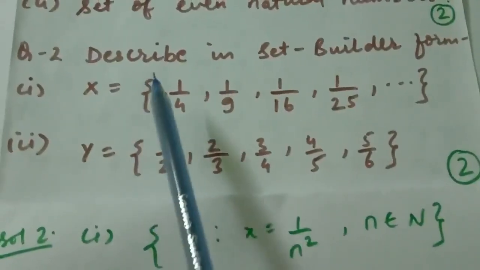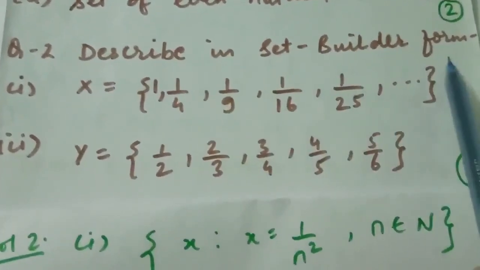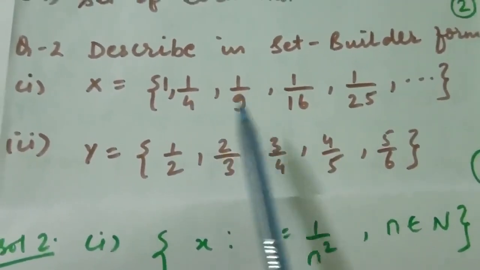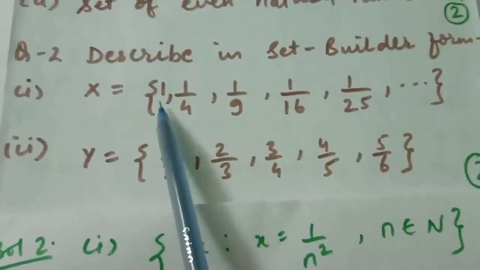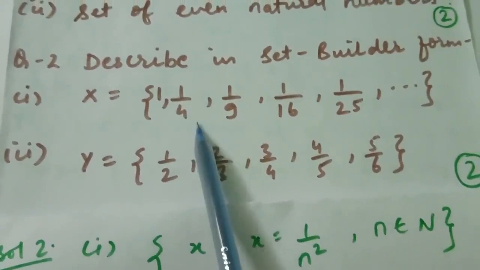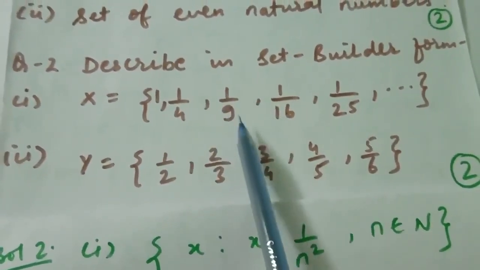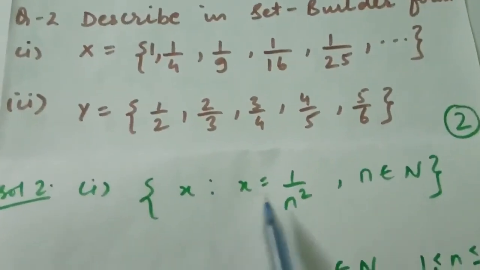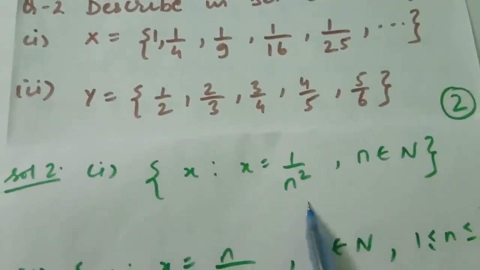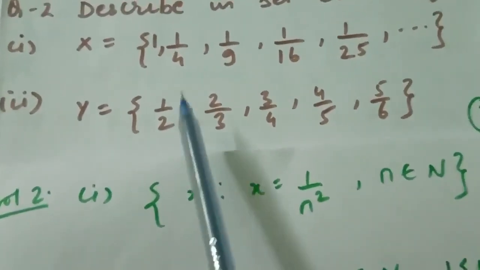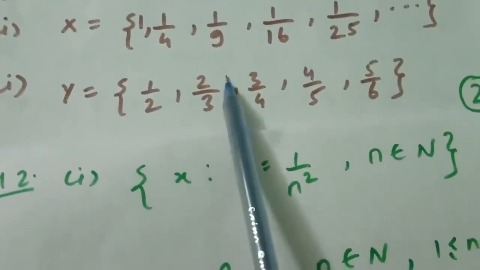Now question second is describe in set builder form. First is 1, 1 upon 4, 1 upon 9. So we can see it is 1 upon 1, that is 1 upon 1 square. This is 1 upon 2 square. This is 1 upon 3 square and so on. So the answer will be x such that x is equal to 1 upon n square where n belongs to the natural number.